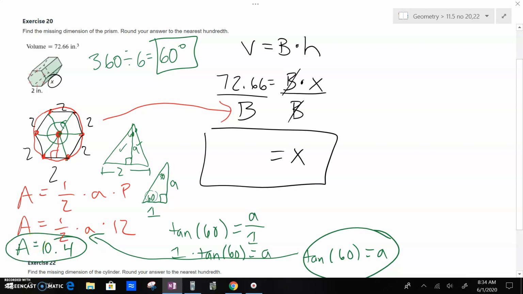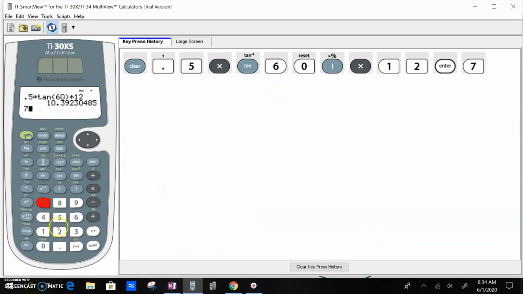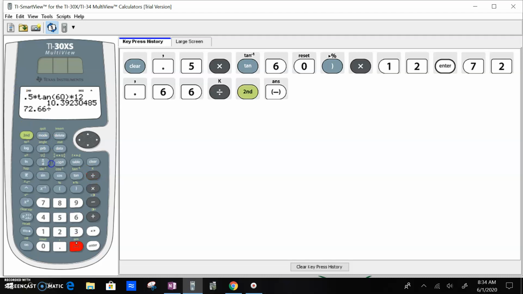And again, what I'm going to do is take that, which is getting piped back into this equation. I'm going to take 72.66 and divide it by that. So 72.66, put that here, and then I'm going to let the calculator do the work. So divided by, and I'm going to hit second and this little minus sign. And every calculator has that little ANS, that answer.